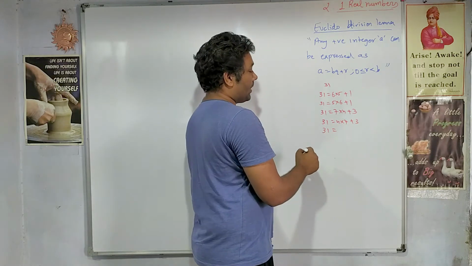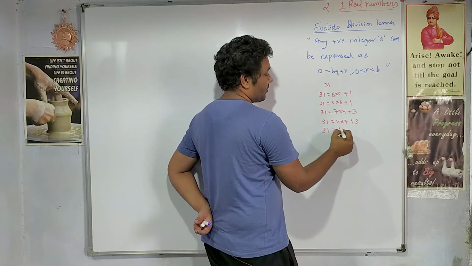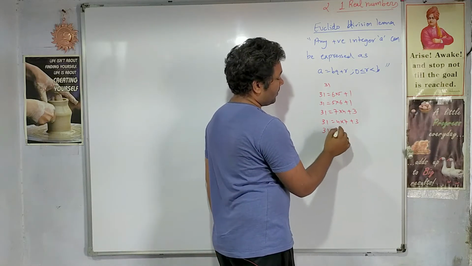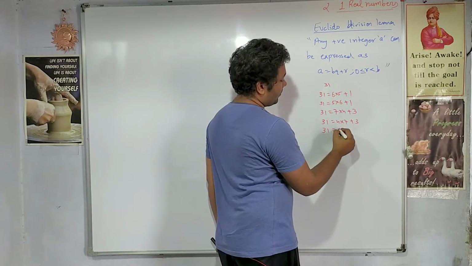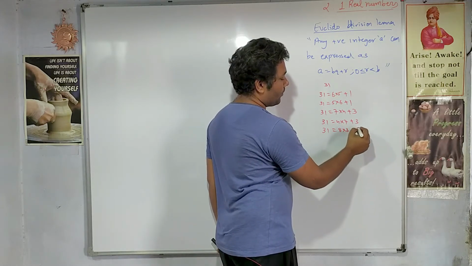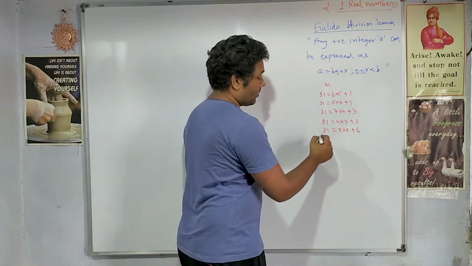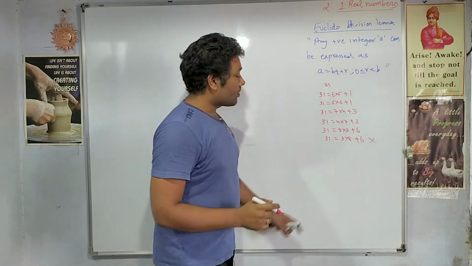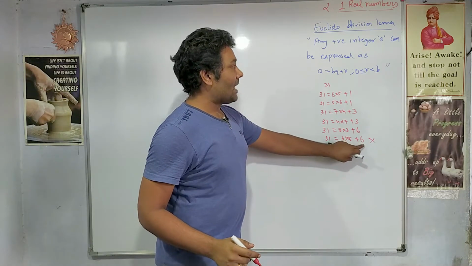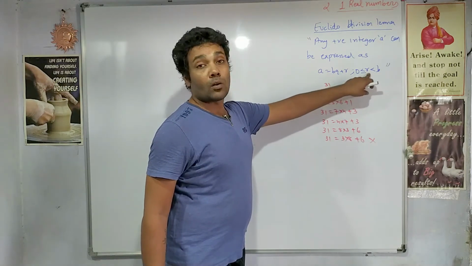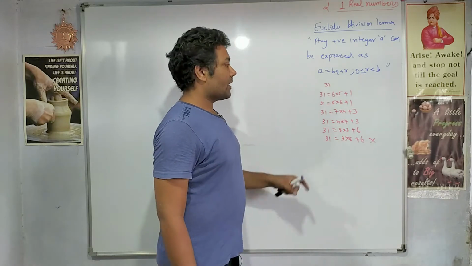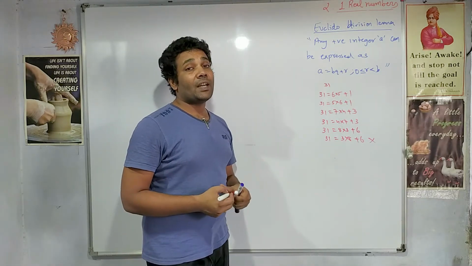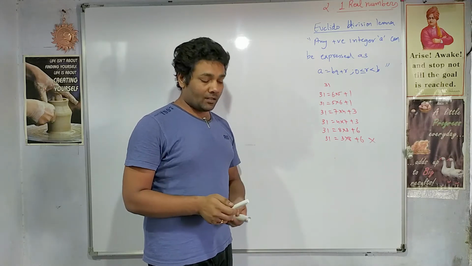How can you write it again? Any other? 8 threes are 24 plus 6. If you write 3 into 8 plus 6, this is wrong, because b is smaller and r is greater, it should not be. r must be smaller than b. So any number can be represented in this format. This is helpful in finding HCF as well as solving many other identities.